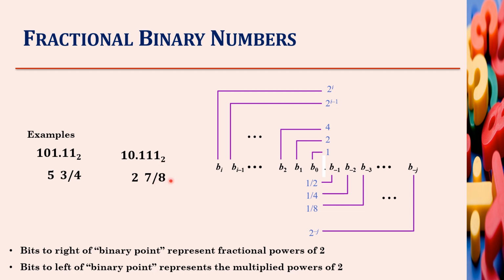Okay, so any binary number can be represented like this. So bits to the left of this binary point represent the positive powers of 2, whereas the bits to the right of the binary point represent the fractional powers of 2. Okay.